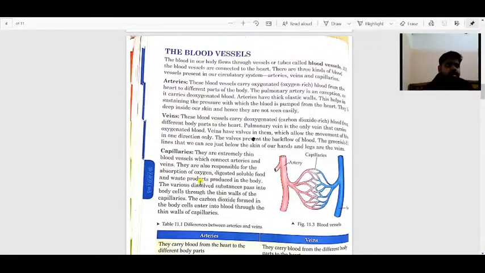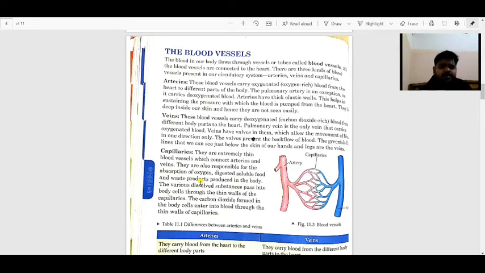Then moving on to the next component of your circulatory system, which is your blood vessels. They are nothing but a sort of tube, right? Actually, there are three types of blood vessels. Again, you have arteries, we have veins, and we have capillaries, right? So how are they distinguished?